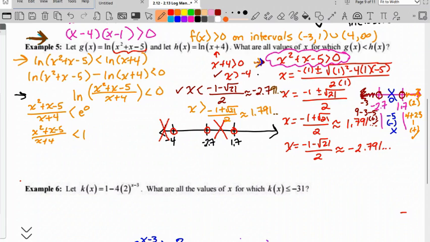Now, the reason they know that they can do that, and the reason that's okay in the example they did in the typed completed notes, is because they know this domain restriction that we already know, that x has to be greater than -4. And if x is greater than -4, then this denominator is never negative. So since this denominator is always positive, it is okay to multiply both sides by a positive, and we know that it won't change the answer. That's the only reason they can do that.